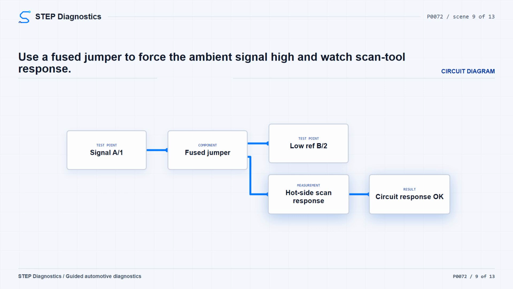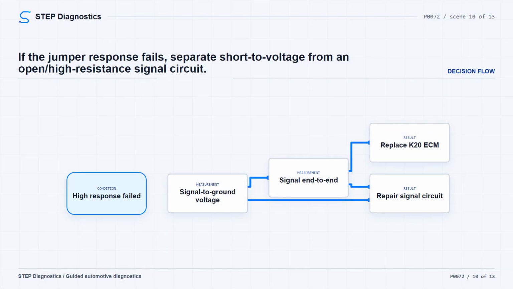Disconnect the K20 engine control module connector, turn the ignition back on in service mode, and test the signal circuit at the component harness to ground. It should be less than 1 V. If it is 1 V or greater, repair the short to voltage on the circuit.